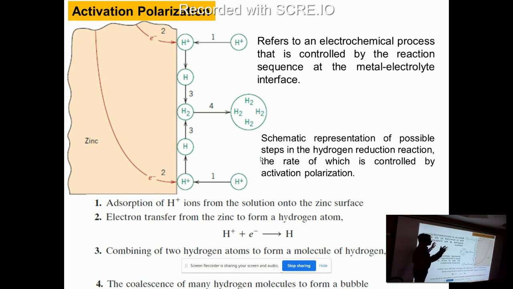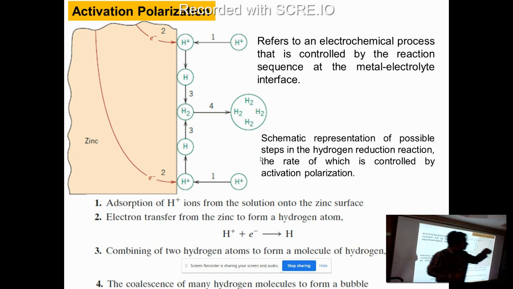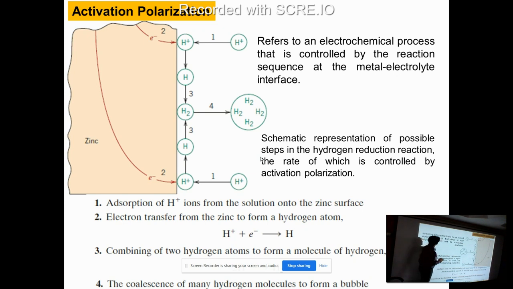Now, what is the activation polarization? It refers to the electrochemical process that is controlled by the reaction sequence at the metal-electrolyte interface. Yesterday we understood that when a metal is dipped in an electrolyte solution, ions form at the interface. If I dip a zinc rod in the solution, zinc is going to lose electrons, so the left-over electrons will be on the surface for some time. Unless I connect a wire, the electrons will not leave the circuit. Otherwise, the entire surface is negatively charged, so the positive ions in the solution will try to come to the surface because of opposite charge attraction. So at the interface there will be some charge balance, and that potential we understood as electrode potential. Now, how the reactions proceed at that interface comes under the sequence called activation polarization.